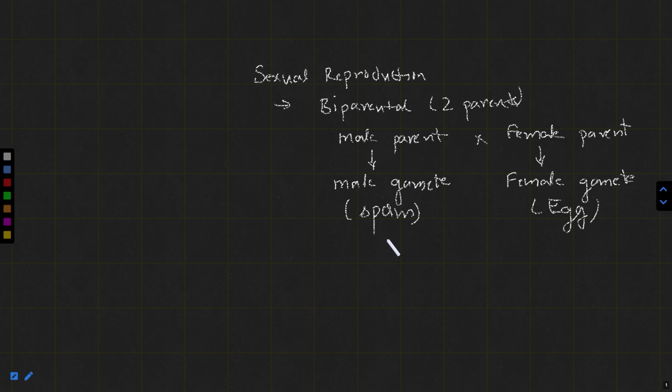Both the sperm and the egg are haploid because they are produced by meiosis. Then what happens? The sperm and the egg fuse with each other. Clear? So first of all, two parents are involved. Then there is the production of the gametes. This process is known as gametogenesis. Gametogenesis is the formation of the gametes.